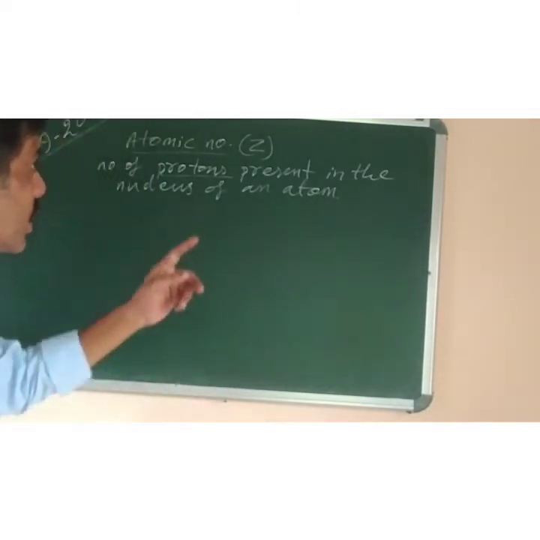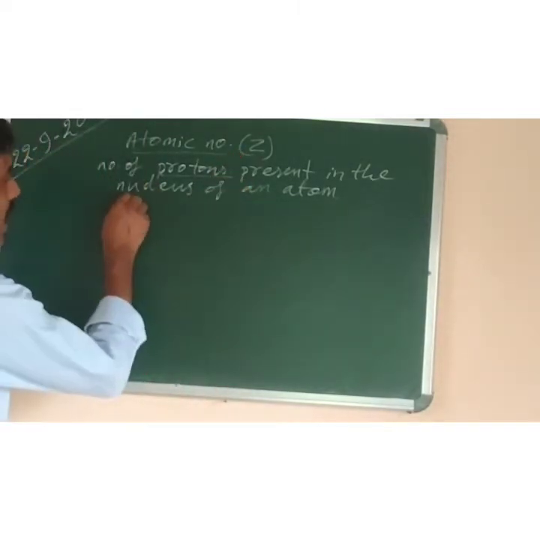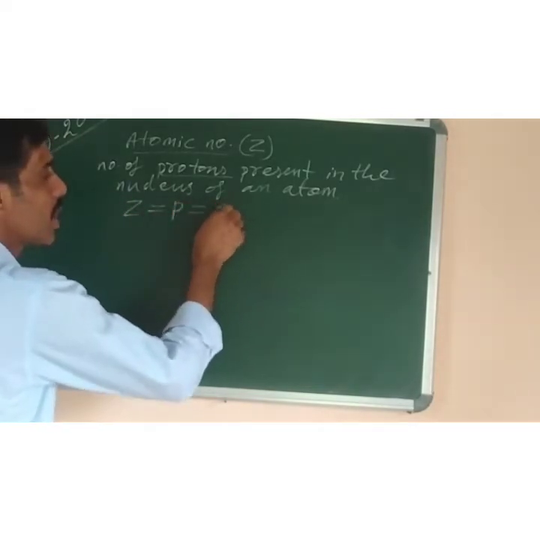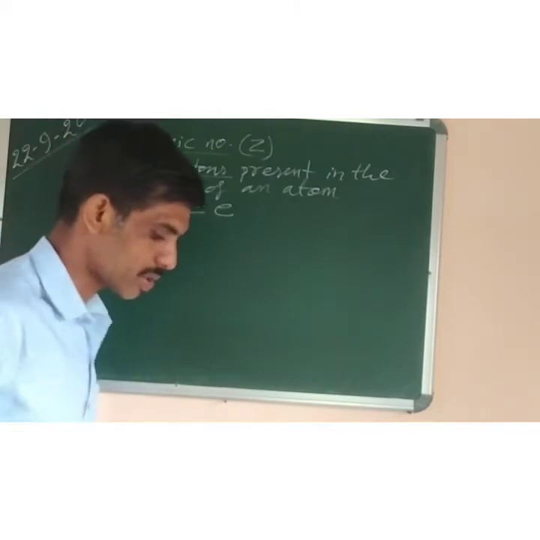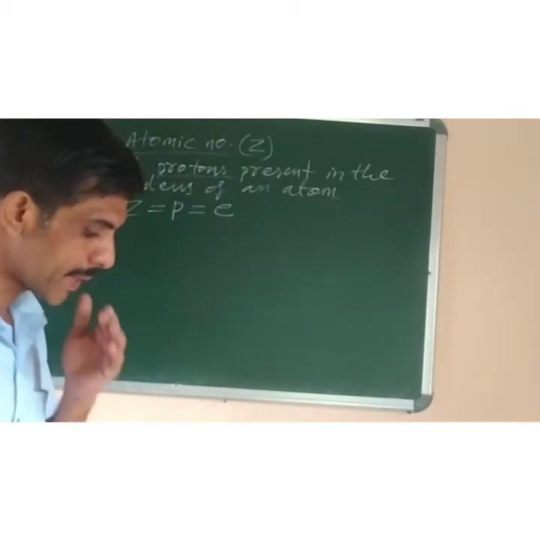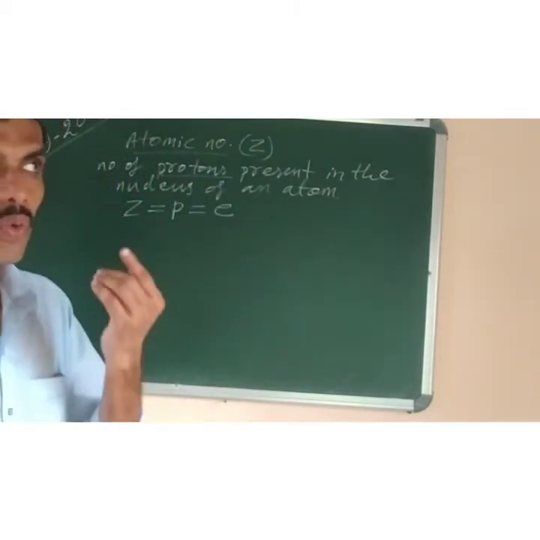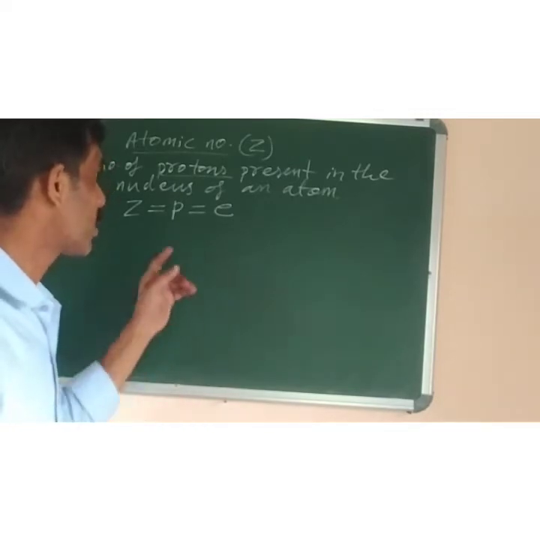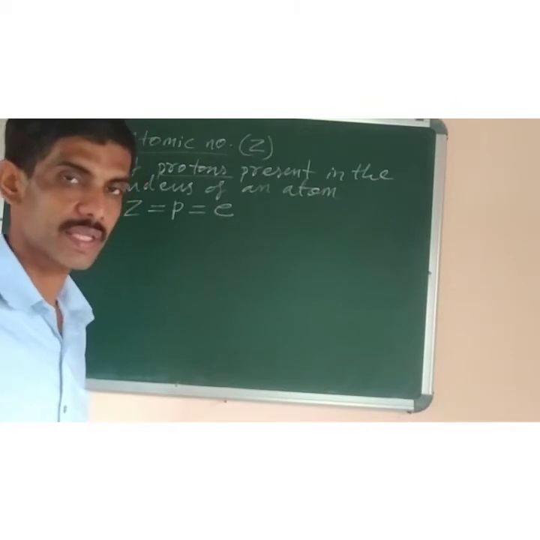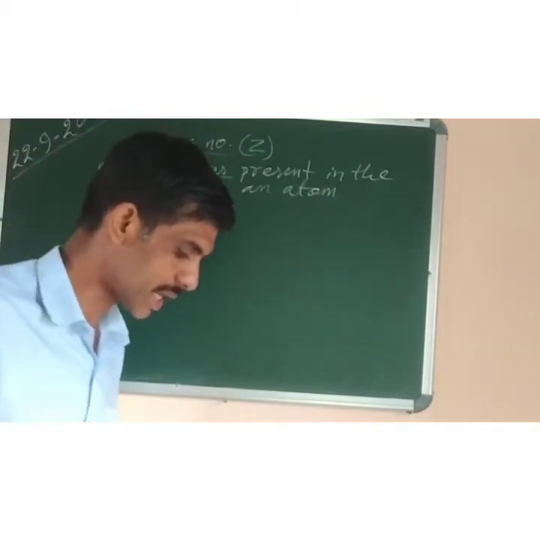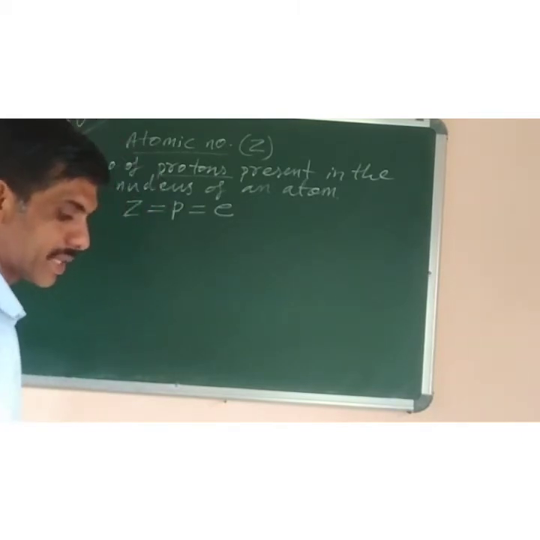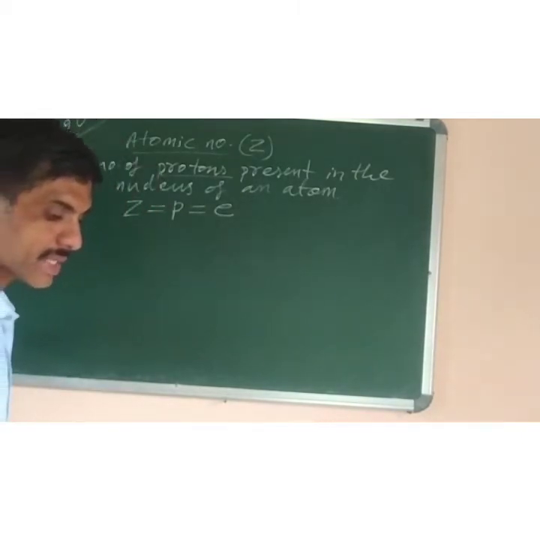Okay, and it is denoted by the symbol Z. So Z is equal to number of protons, same is equal to number of electrons. Like this also we can write. For example, Z is equal to 1 for hydrogen. It means hydrogen has 1 proton, hydrogen has 1 electron in its first orbit or shell. And the atomic number of an element is written on the symbol as subscript.